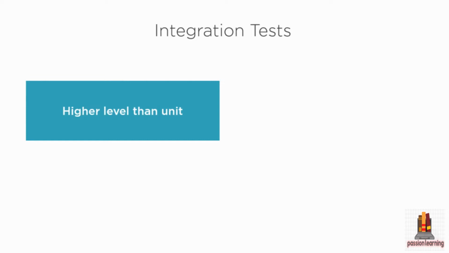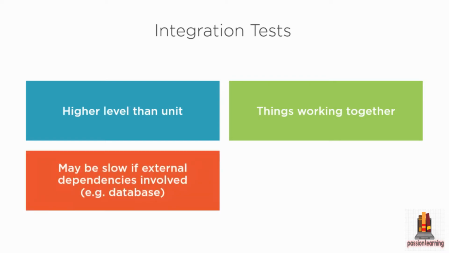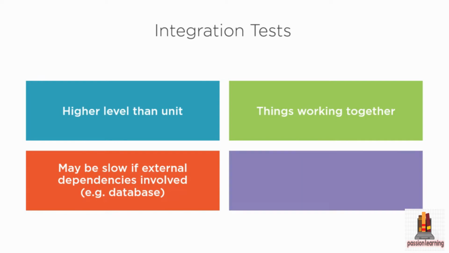Integration tests can be said to operate at a higher level than our unit tests. Essentially, we're testing multiple parts of the system working together, or to put it another way, multiple units of behavior working together. Integration tests may execute more slowly than unit tests, especially if the integration test involves external dependencies, such as reading or writing to the database. When we're writing integration tests, it may be harder to test all of the parts or all of the paths of the code because we have more moving parts working together.